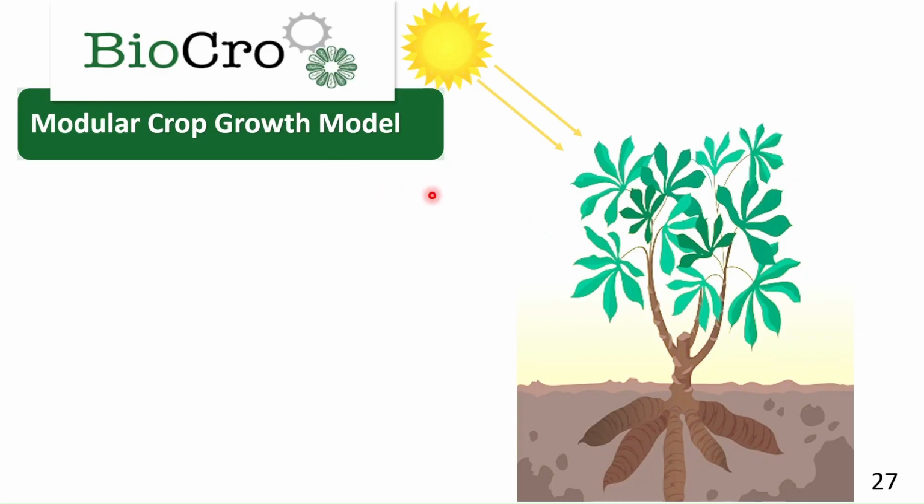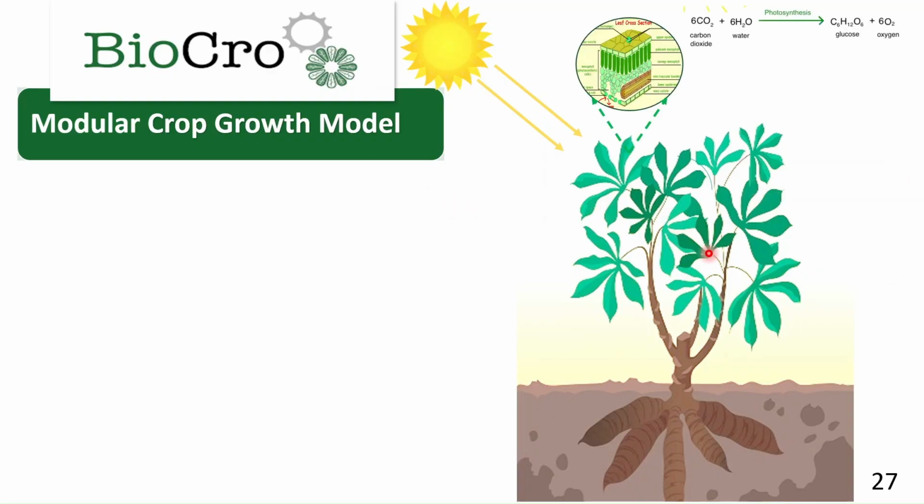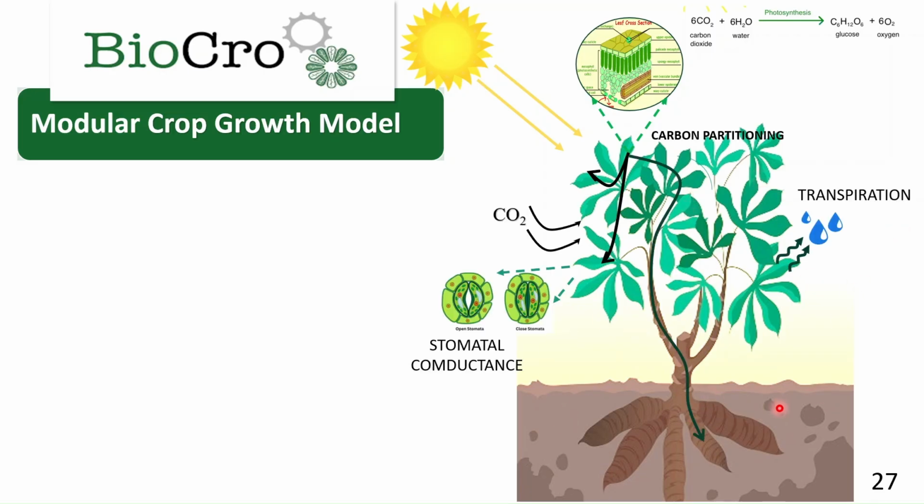So BioCro is basically a modular crop growth model. Modular means that each process is separate. BioCro can simulate photosynthesis, transpiration, stomatal conductance, and carbon partitioning. That is, during photosynthesis, the carbohydrates generated do not just stay in the leaf; they are used up by the leaves for growth. As the plant grows, how much carbon is partitioned into roots, leaves, and stem is what is called carbon partitioning. So BioCro can do that.